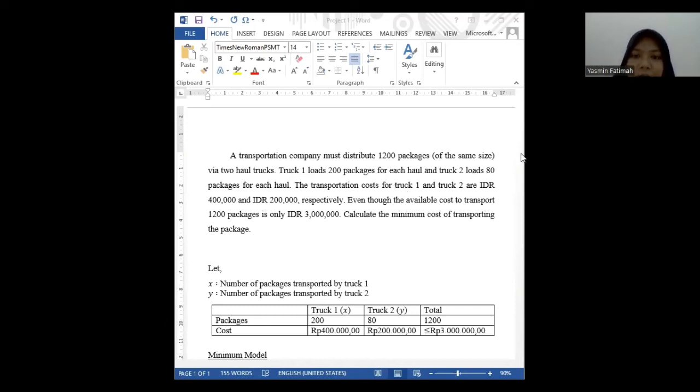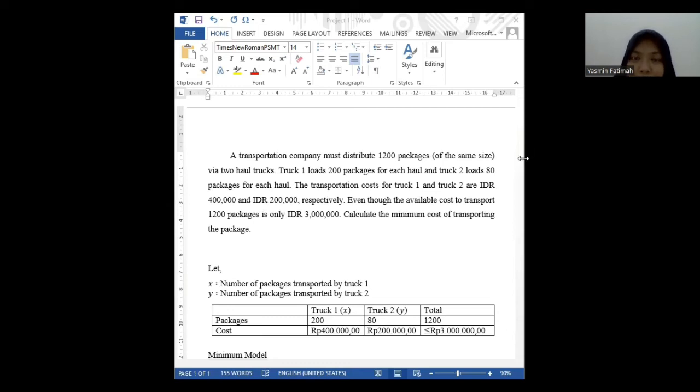The transportation company must distribute 1,200 packages of the same size via two haul trucks. Truck 1 loads 200 packages for each haul and truck 2 loads 80 packages for each haul. The transportation costs for truck 1 and truck 2 are 400,000 rupiah and 200,000 rupiah respectively. Even though the available cost to transport 1,200 packages is only 3 million rupiah, we need to calculate the minimum cost of transporting the packages.